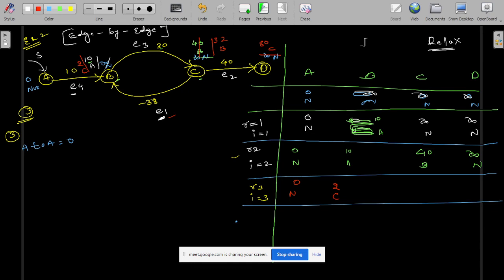Again you check it. C value, you check it. 32B. Yes or not? C value you got 32B. Again D value, check it. 80C. Okay, so that is what it is reducing. That is what we are doing, the relaxation.